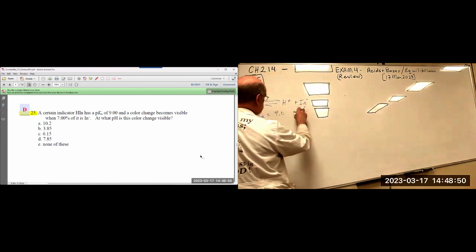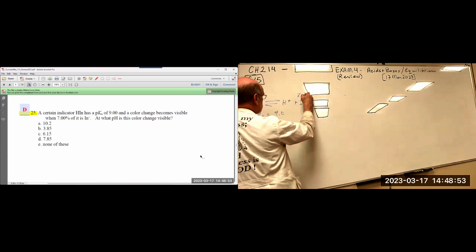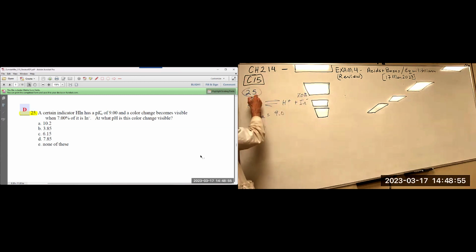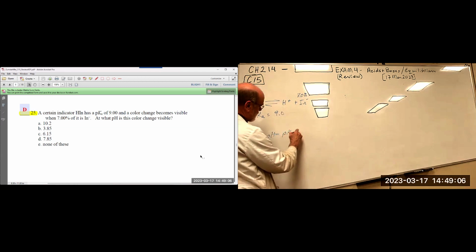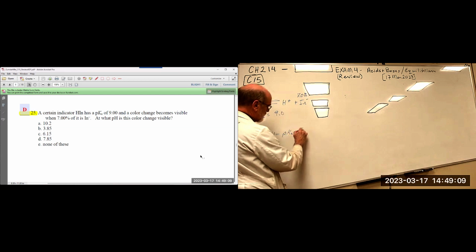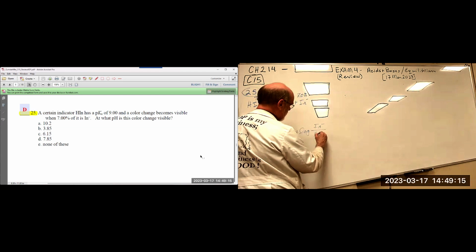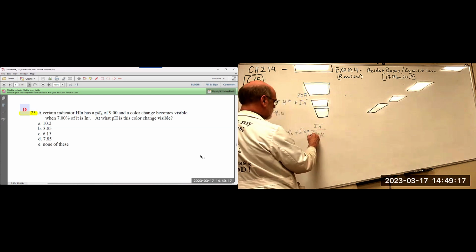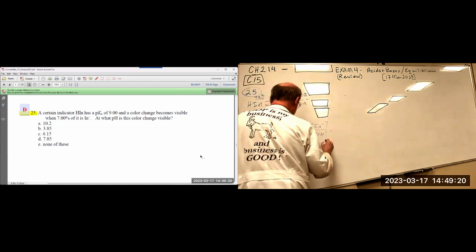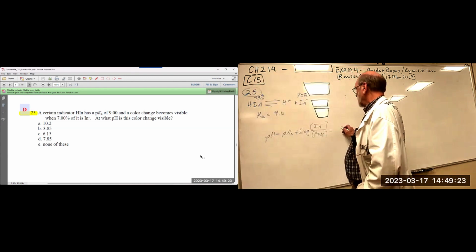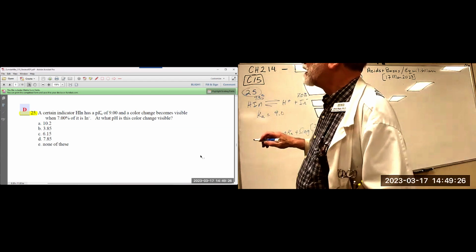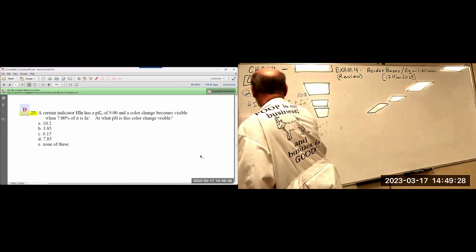So this is at 7%. So what's left over? This one's 93%, right? Okay, so the ratio. pKa equals pH plus log of IN minus over HIN. That would be Ka, pKa. That's good.